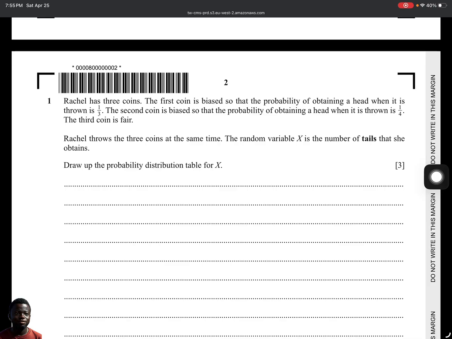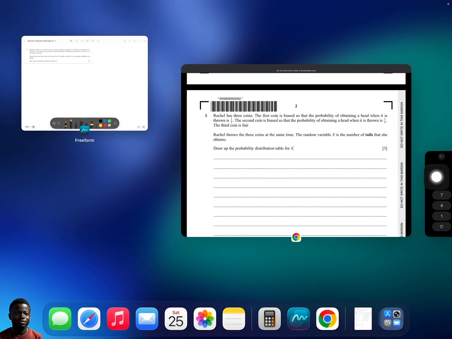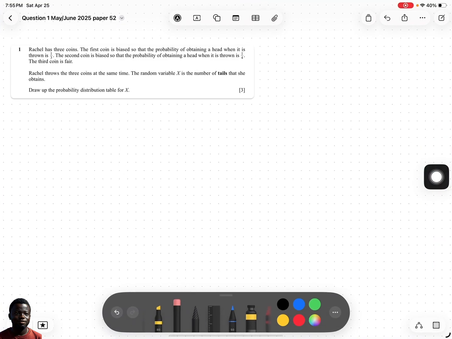This question is very simple to say the least, and we're going to jump right into it. So let's get started. We are on our backup board, and this is our question 1, just as I read it.